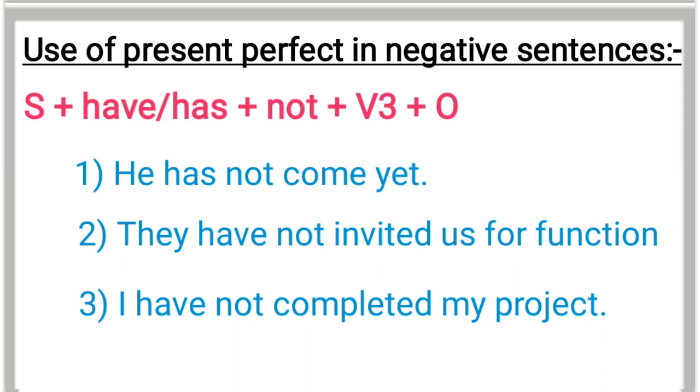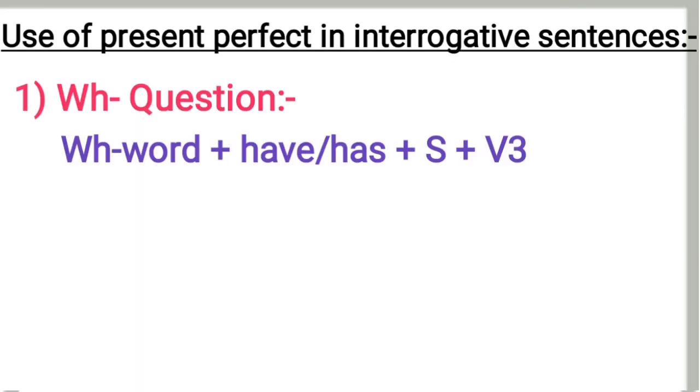Okay, now let's move forward and see how to use present perfect tense in interrogative sentences. First, let's use it in WH questions and then verbal questions. I would like to repeat once again that questions are of two types: WH questions and verbal questions. WH question starts with WH words like what, where, which, when, etc. And verbal question starts with helping verbs. So let's first see how to use present perfect tense in WH questions.